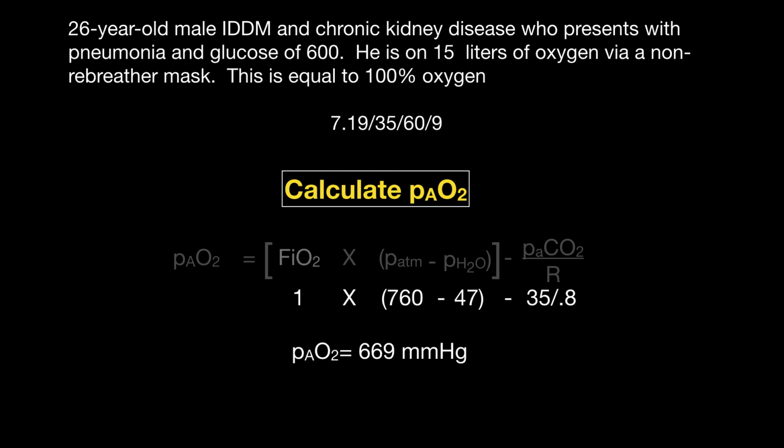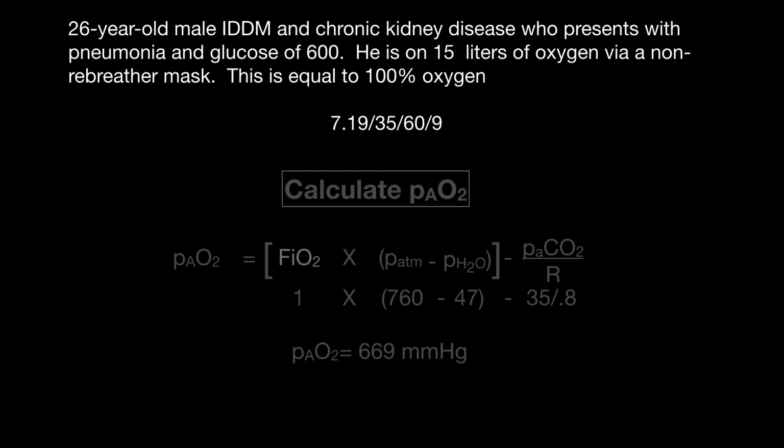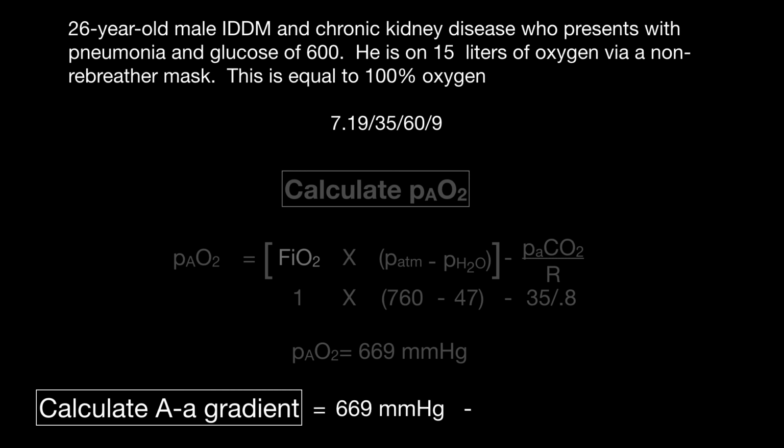This is the first step in defining the AA gradient. The next step is just to subtract big PAO2 from little PaO2. So 669 millimeters of mercury minus 60 millimeters of mercury equals an AA gradient of 609 millimeters of mercury. This is huge and a sign that this patient has respiratory failure.